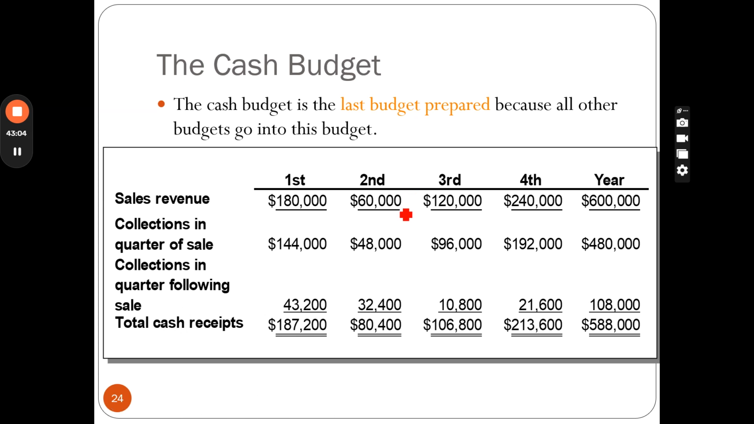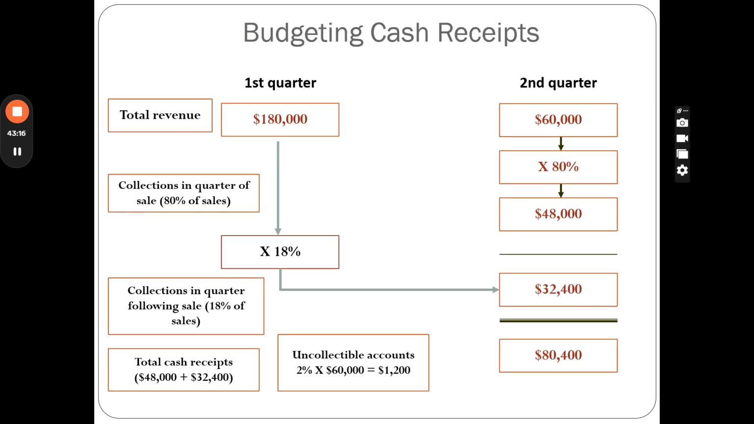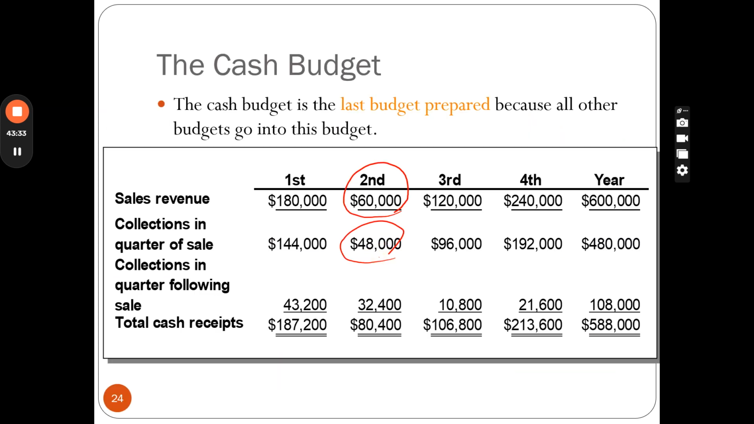For example, you will take second quarter, my sale revenue is going to be 60,000, but I am going to collect only 48,000. How? We can see here, when I have sales of 60,000, I will collect only 80% in the same period. That is based on the credit policy you have with your customers. So that means that is going to be 48,000. So you collected only 48,000.